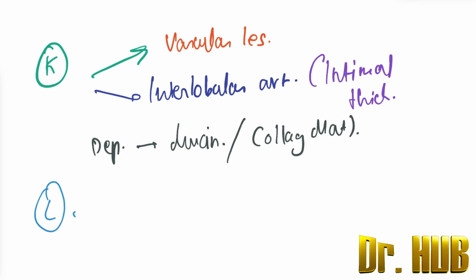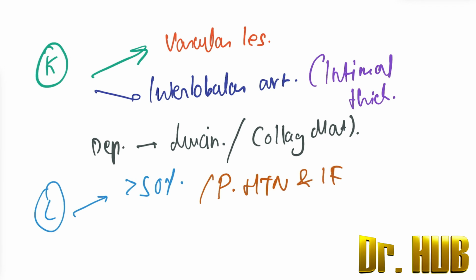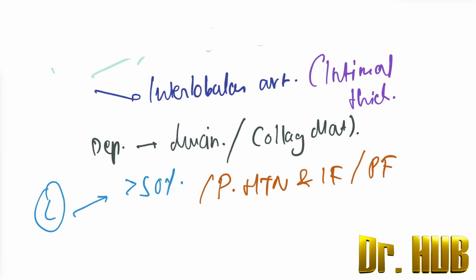Then we move on to the lungs. The lungs are involved in more than 50% of individuals, with pulmonary hypertension as well as interstitial fibrosis, that is, pulmonary fibrosis. Now, let's look at the heart.